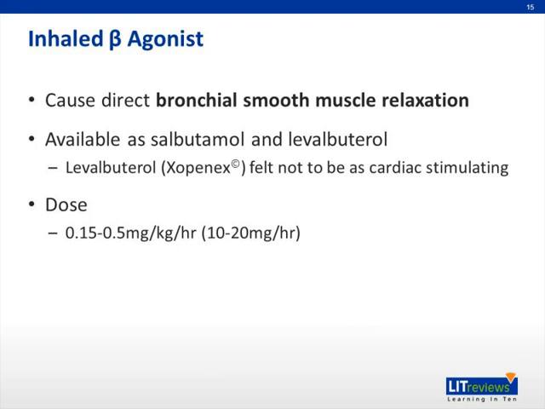Inhaled beta agonists also coincide with steroids as the mainstay of treatment, as they help to relax the bronchial airways. Salbutamol and levalbuterol are what are most frequently used. The dose is also, again, dependent upon your institution of care.